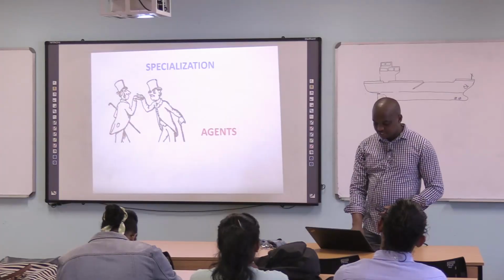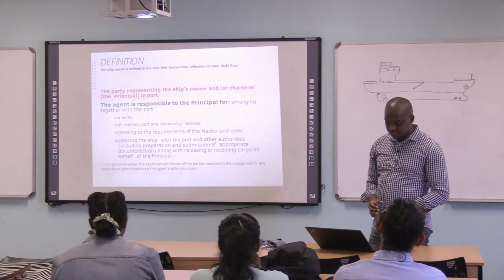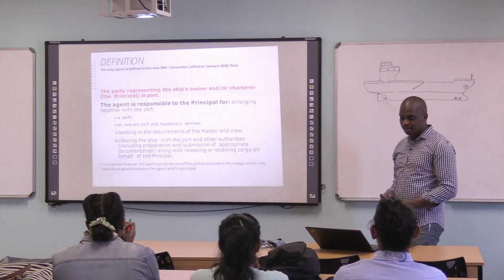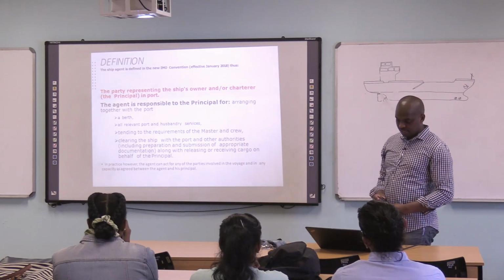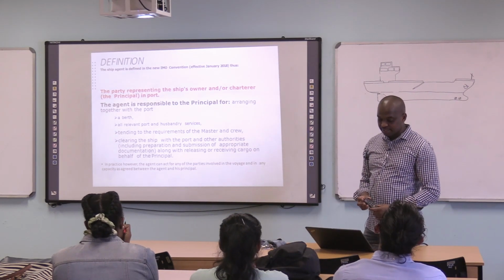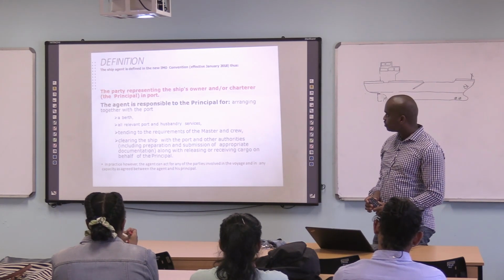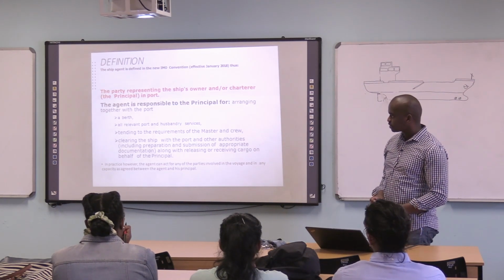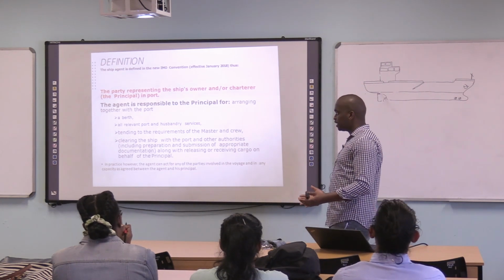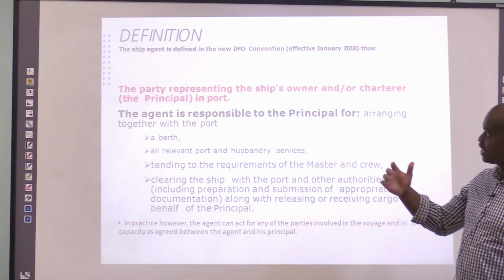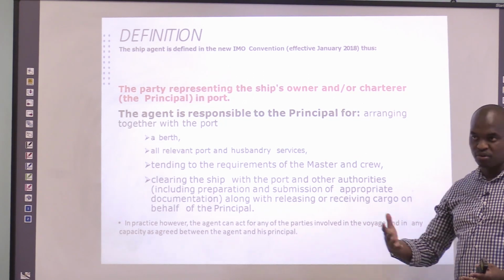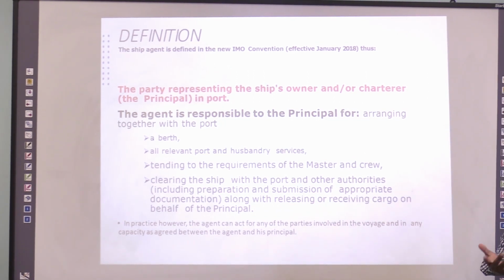Now, the specialization of agents. The ship agent is defined in the IMO Convention, effective January 2018, as the party representing the ship owners and or charterers in ports. I have alluded to the fact that agents are the representatives of the owners in ports. They also represent the charterers.